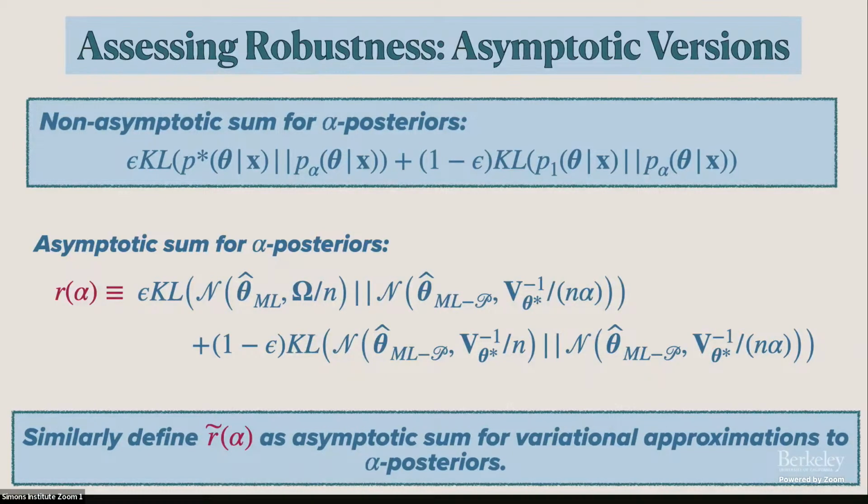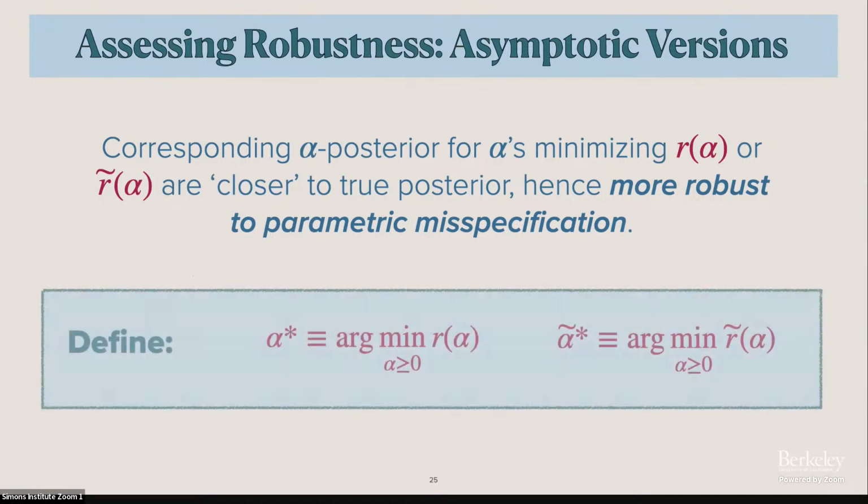So what I'm going to do now is study this object, and again, this is something that I'd like to minimize with respect to alpha. Whatever the minimizing alpha is tells me the alpha that gives me the most robustness. I'm going to define R alpha as this expected KL for my alpha posteriors, and R tilde alpha is the same thing but for the variational approximations. My goal is to optimize R alpha and R tilde alpha with respect to alpha to find the most robust procedures.